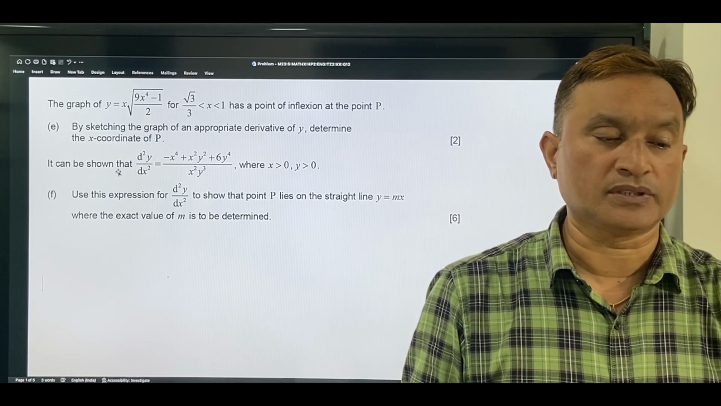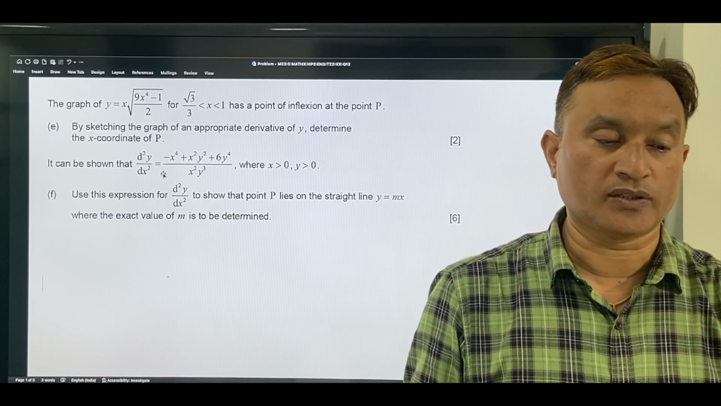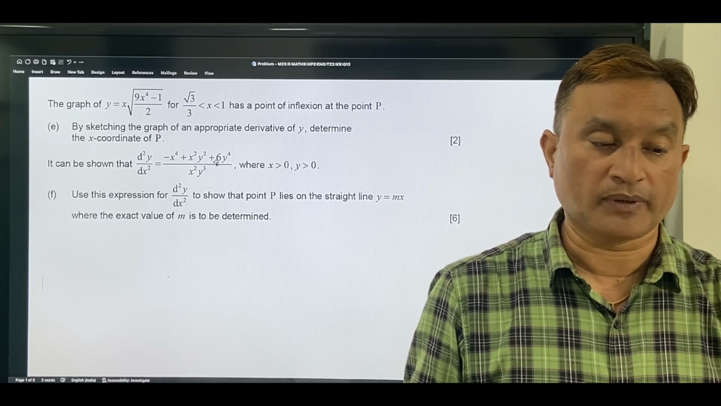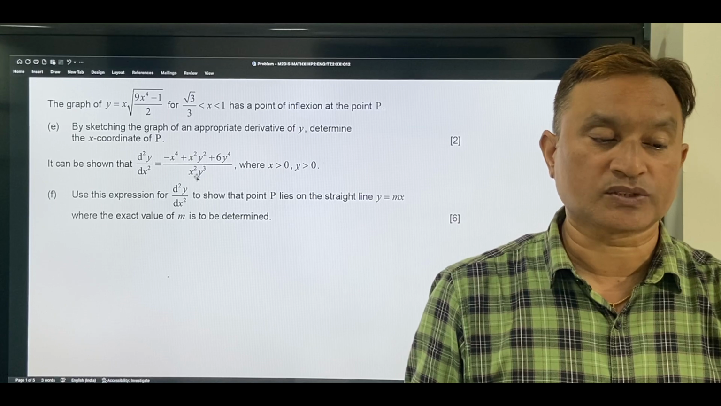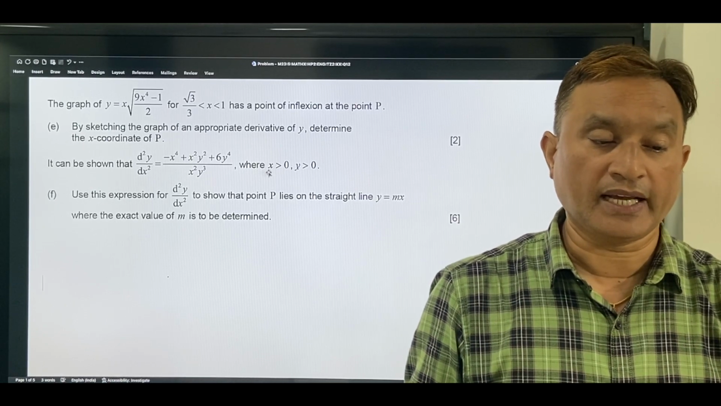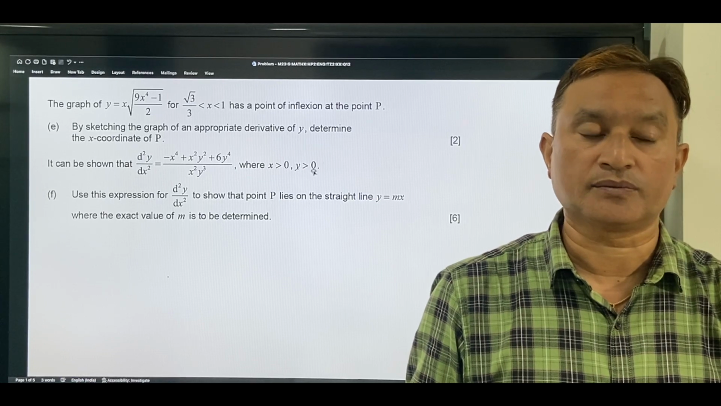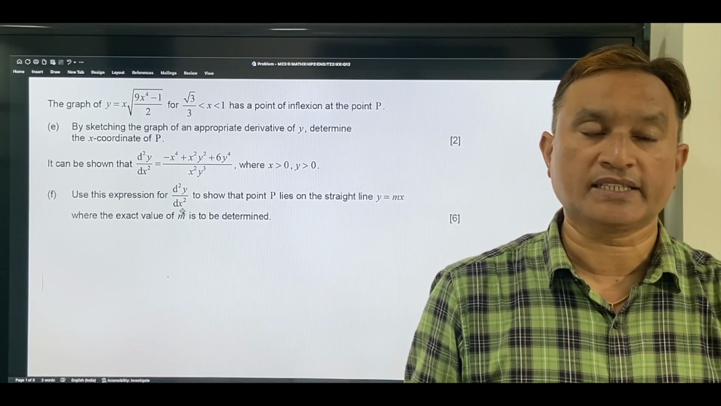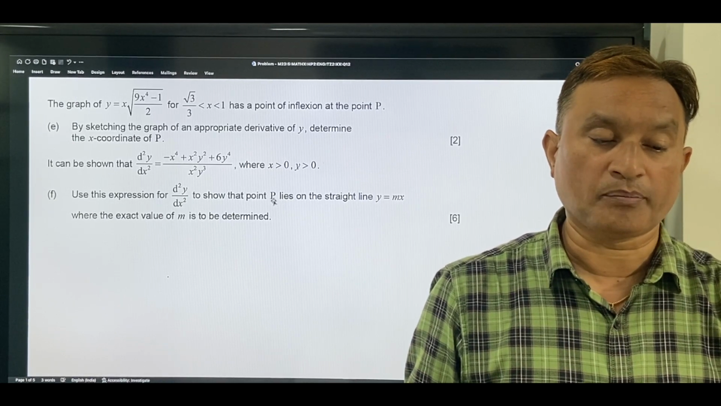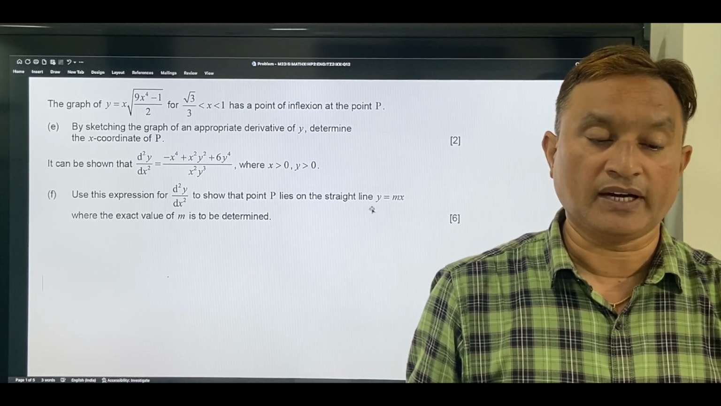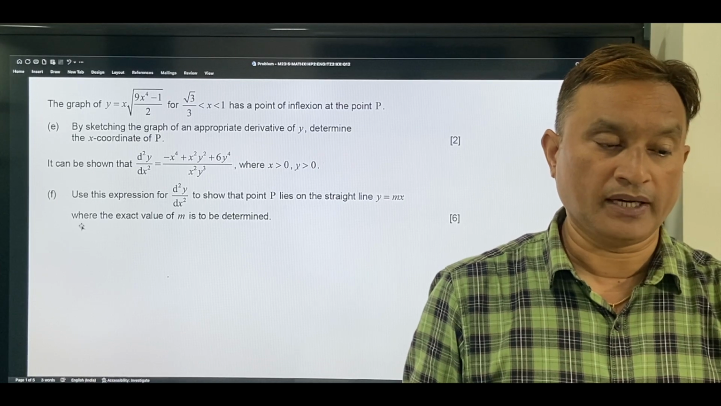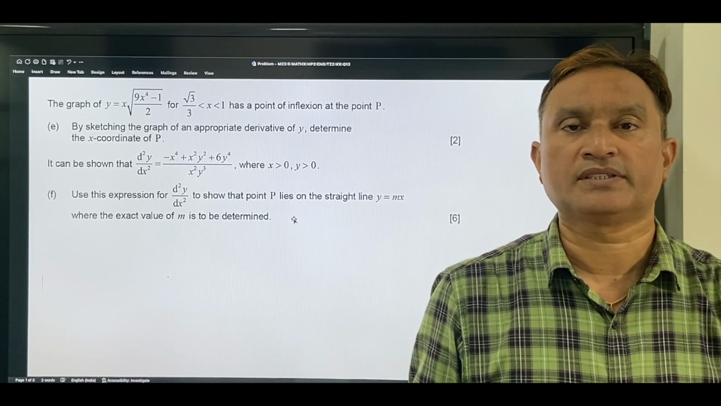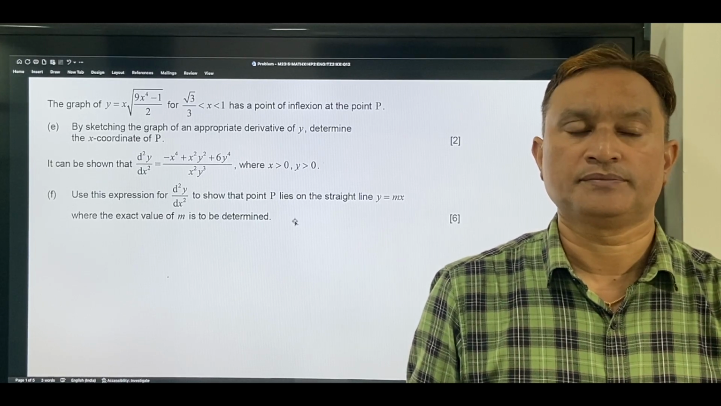It can be shown that d2y upon dx square equals (minus x power 4 plus x square y square plus 6y power 4) upon x square y power 3, where x is greater than 0 and y is greater than 0. F part: use this expression for d2y upon dx square to show that point P lies on the straight line y equals mx, where the exact value of m is to be determined. So this is the question. Now we will start the solution.